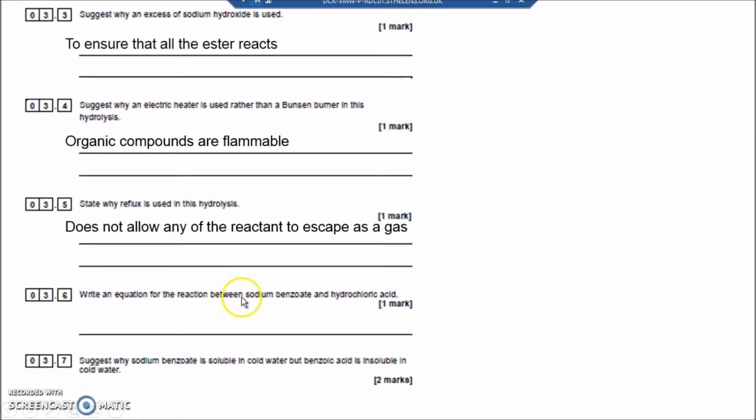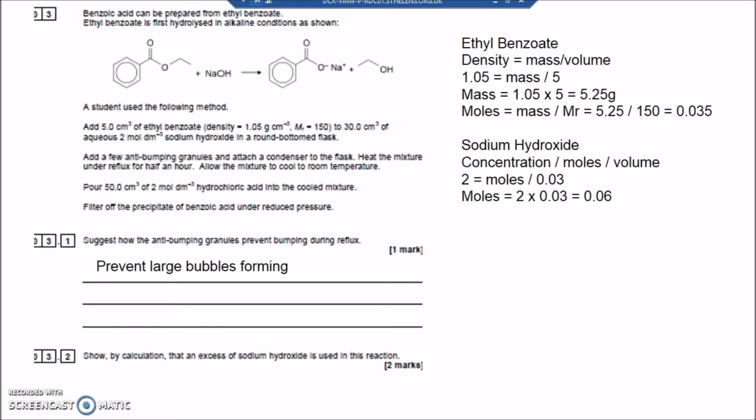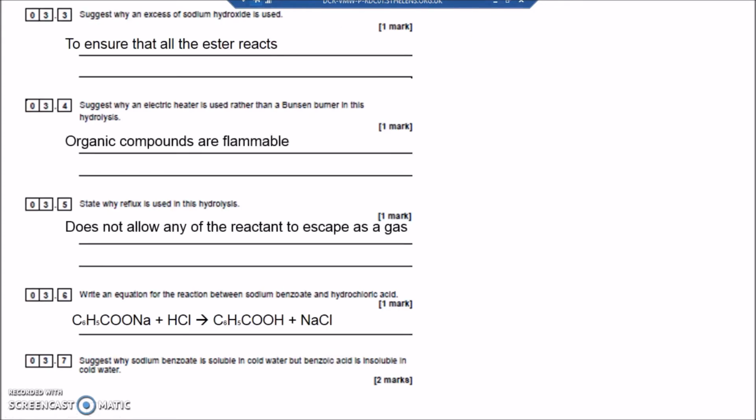Write an equation for the reaction between sodium benzoate and hydrochloric acid. So sodium benzoate is a benzene ring with COONa. You've sort of been given that in the equation here. You don't need the charges on there, and you can write this as C6H5 if you prefer to. 6 carbons in a ring, and there's a hydrogen on each of these. Or I suppose you could draw it out as a ring with a COONa. I preferred to write it as C6H5COONa and HCl. So you're going to get NaCl and you're going to get benzoic acid.